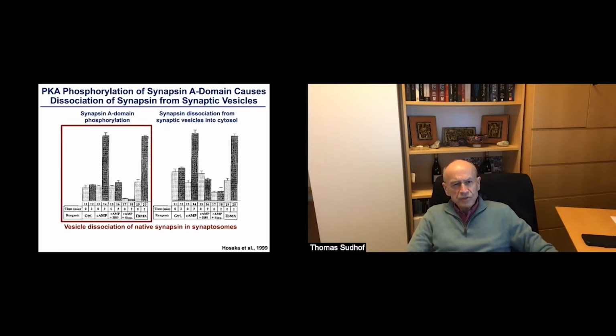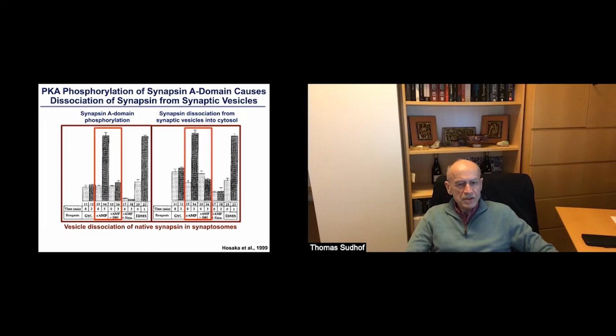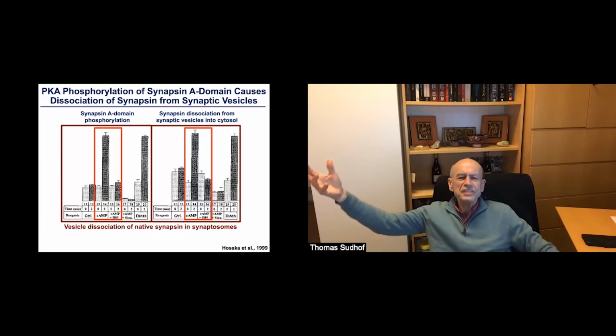On the left, you see synapsin A phosphorylation. On the right, you see the membrane binding. And when you look at the synapsin A phosphorylation, it is phosphorylated by cyclic AMP-dependent protein kinase, shown here on the left. And this phosphorylation is inhibited with a PKA inhibitor. When you look at the right at the same conditions, the PKA-dependent phosphorylation of synapsin decreases its membrane binding. It increases its dissociation from vesicles.